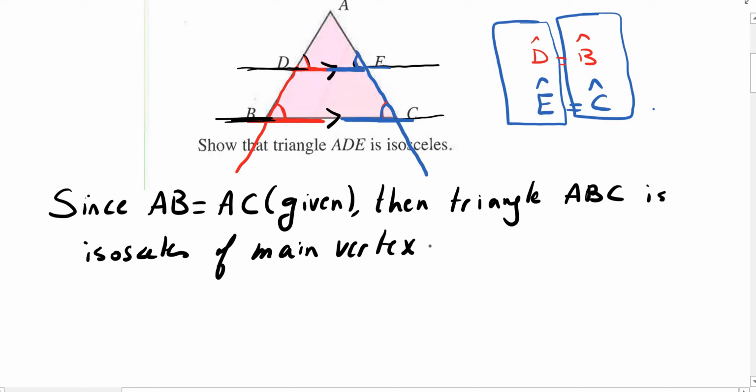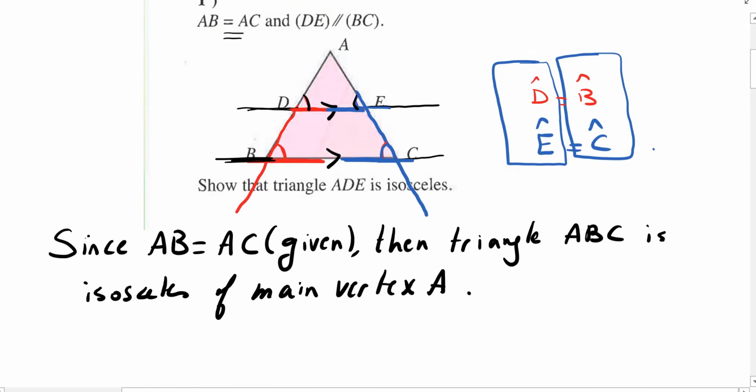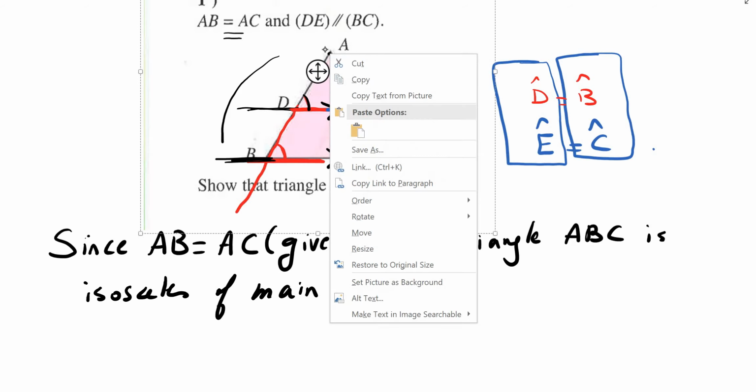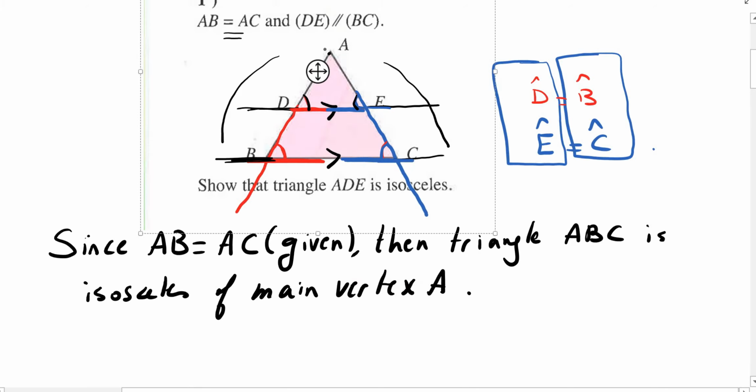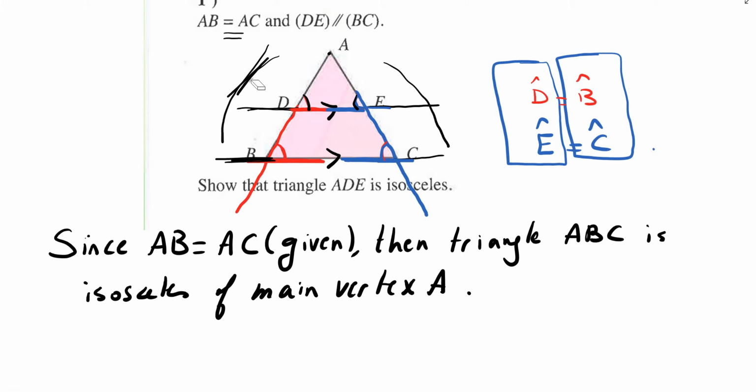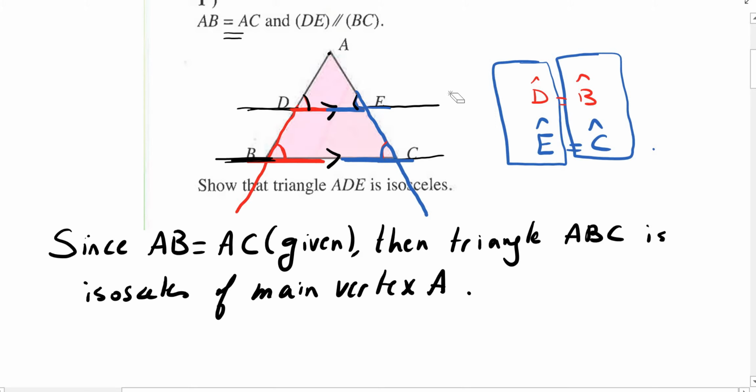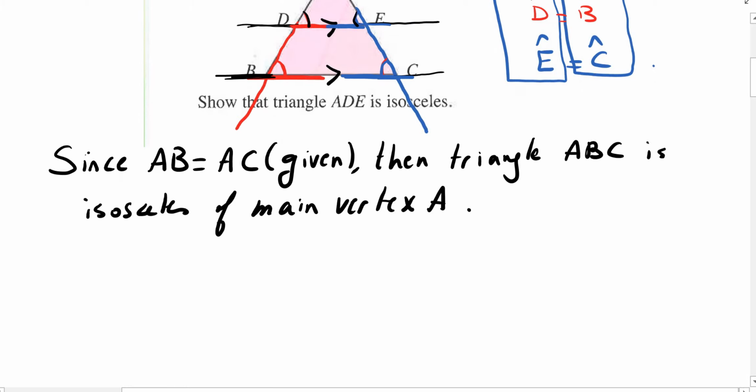vertex A. Now, what do I mean by main vertex A? If you look at the triangle at ABC, this is the main vertex, and these are the equal sides. AB and AC are the equal sides. So that's why we say this is the main vertex, just to see where are the equal sides and where are the base angles. Okay, that's why we say of main vertex A.